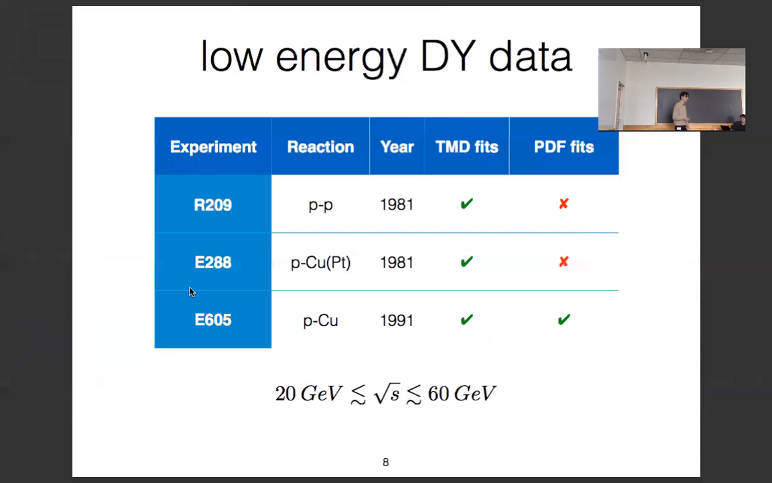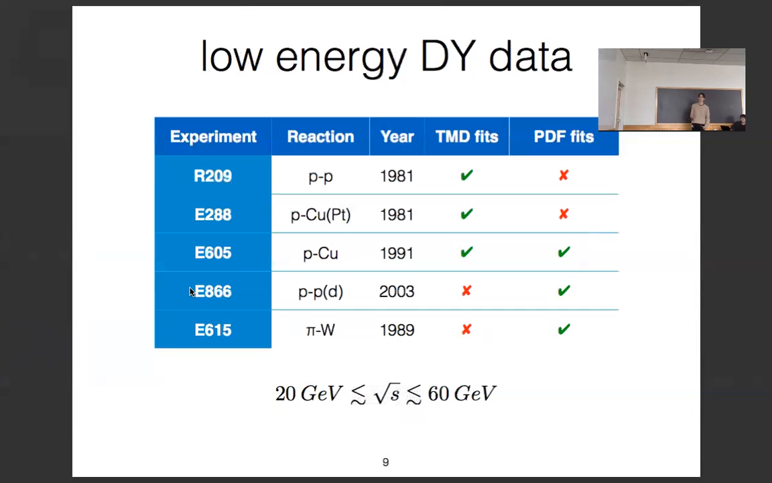But if you look back in time, you will find more data. For instance, you will find the pion Drell-Yan data, which Arnold will discuss. And also a very rich set of data which are actually used in PDF fits, but not in TMD fits, since they are not published in a paper. Okay, so these are the data that we consider.